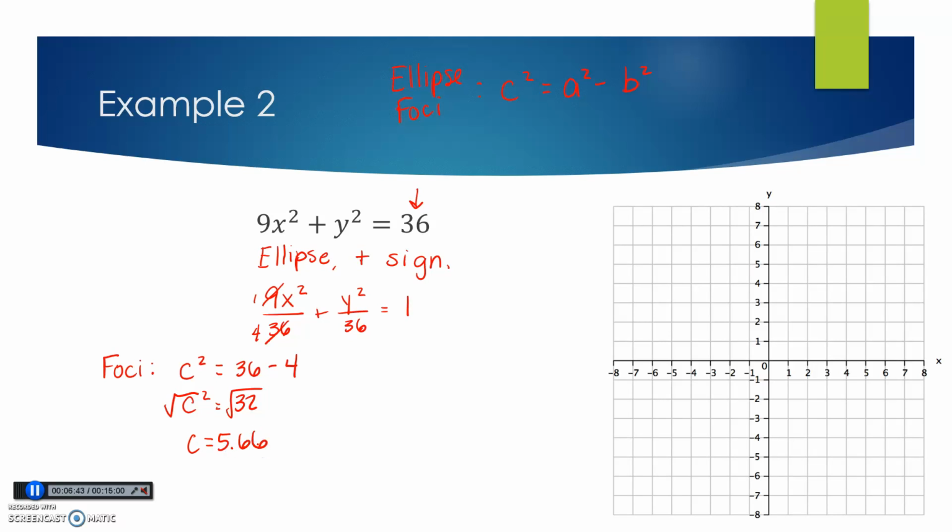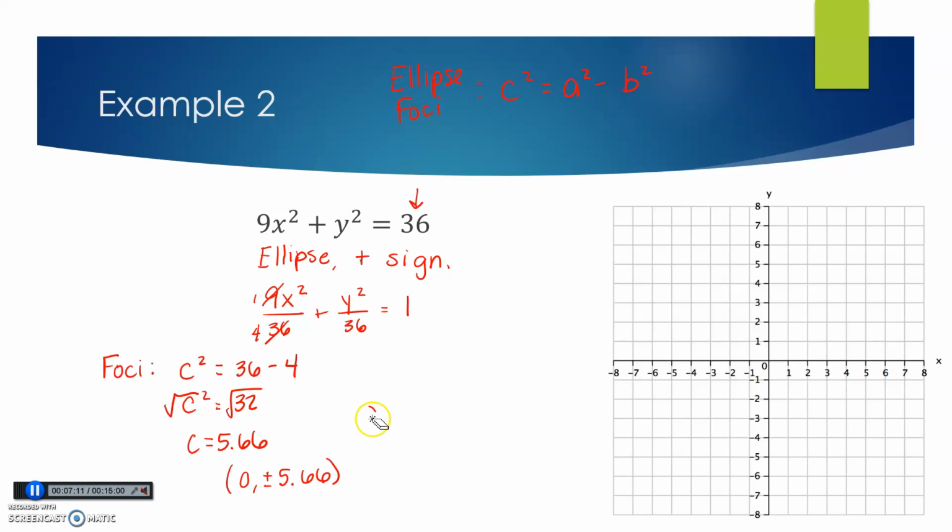But I want to write it as an ordered pair, and this is what you'll be expected to do on your quiz tomorrow. I need to write it as an ordered pair, and I'm going to say the foci have to go on the major axis. 36 is bigger than 4, so this is my major axis. So my foci have to go on the major axis. I'm going to get 0 and plus or minus 5.66. So there's my foci.